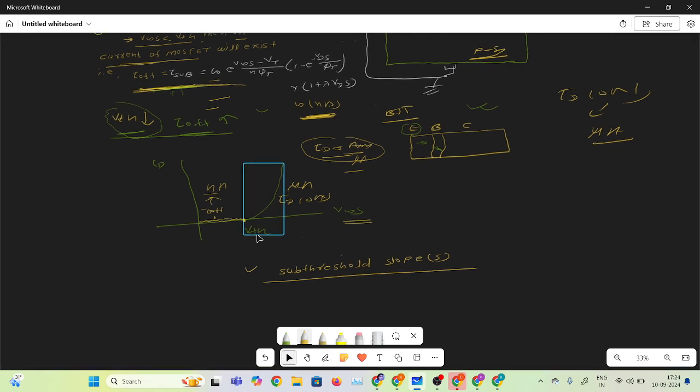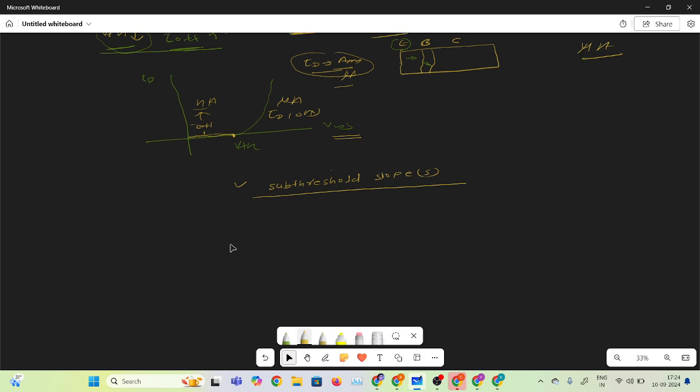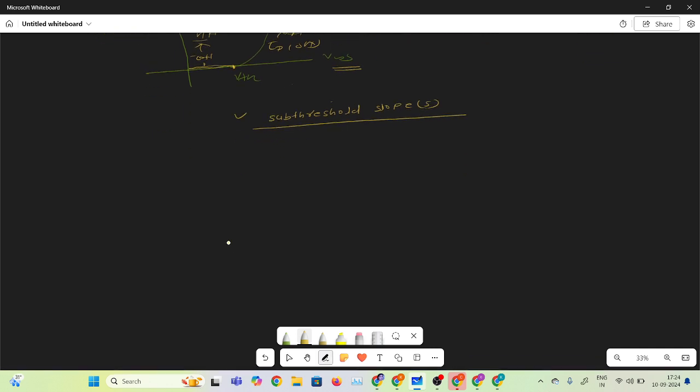So I will take the help of another concept, the subthreshold slope. That's why we go for the subthreshold slope. Here I wrote the expression of the off current of the MOSFET. I will consider just this term only: I naught times e to the power (VGS minus VTH) divided by eta phi t. Phi t is the thermal voltage, kT by q, at standard room temperature.